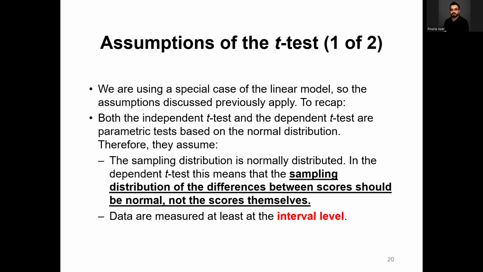Let's talk about the assumptions of the t-test. A t-test has several assumptions, and we need to test for those assumptions before running the dependent or independent t-test. The assumptions are a little bit similar between dependent and independent t-test, and those are parametric tests. So they assume a sampling distribution of the differences between scores to be normal, not the scores themselves.